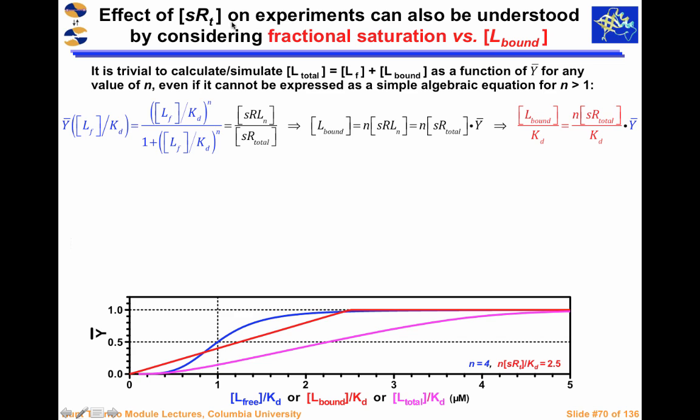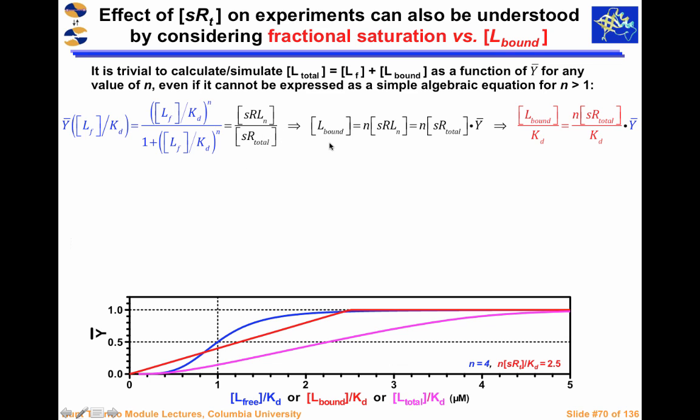We're going to try to understand the effect of SRT concentration on binding experiments by considering the fractional saturation versus L bound. And so fractional saturation, as we looked at earlier, when we normalize LF to KD, all binding experiments look the same, right? This LF-KD ratio gives us a universal description of fractional saturation dependent just on N. Once we normalize to KD, all fractional saturation curves look the same depending only on the N or the cooperativity. So fractional saturation is equal to the bound receptor divided by the total receptor. This simple equation shows that once we normalize LF to KD, all fractional saturation curves look the same in this reduced coordinate system, dependent only on the cooperativity.